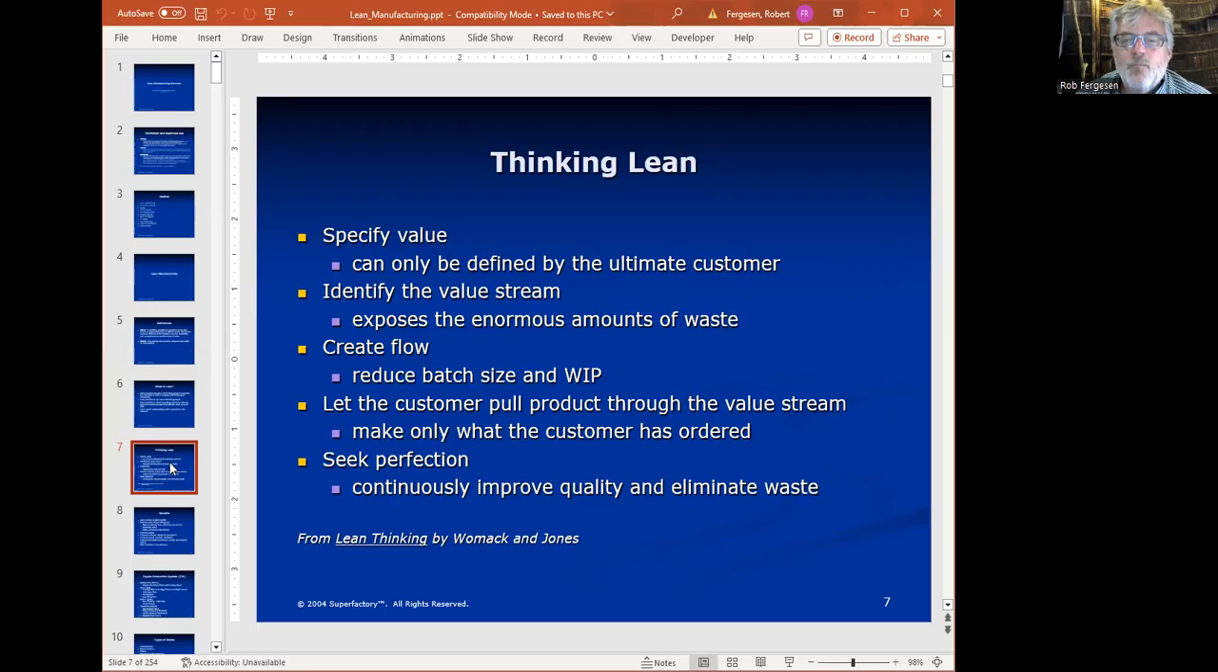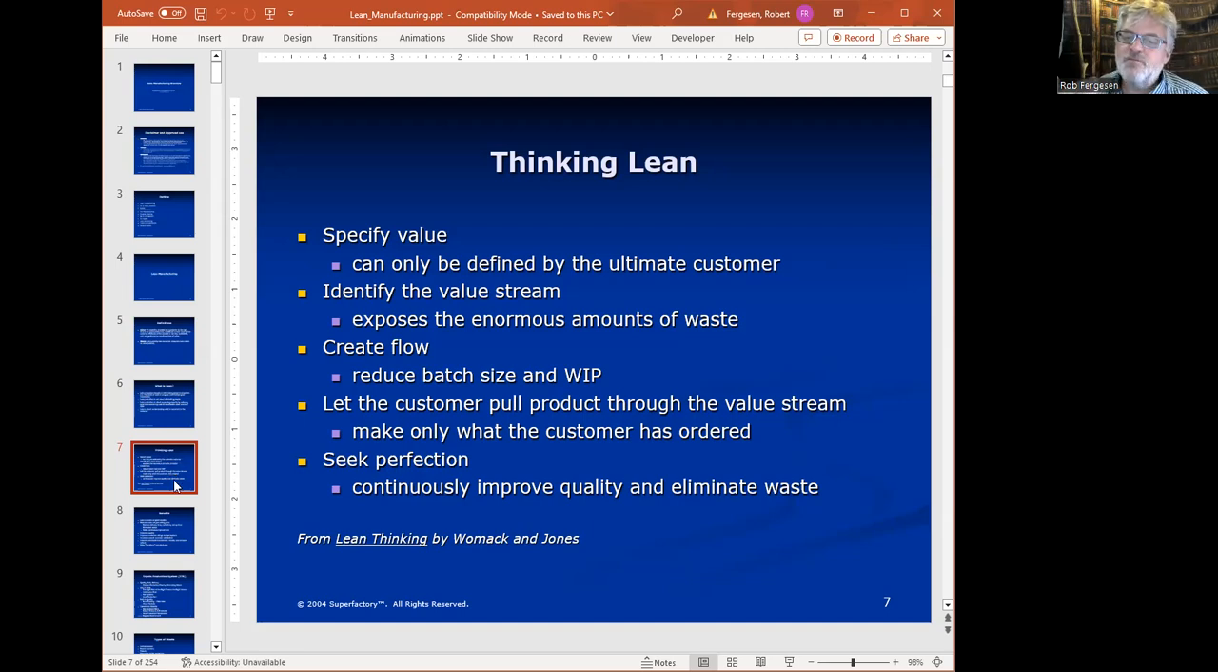And then we're going to let the customer pull production. The idea of pull is very important. The customer makes a demand, and that should trigger the manufacturing process. It shouldn't be that I produce product for inventory and then hope the customer will buy it. It can't always work that way, I know. But the idea is the customer pull creates the demand for manufacturing.